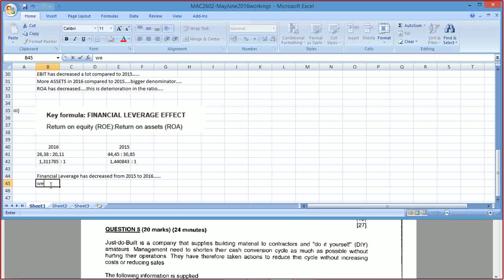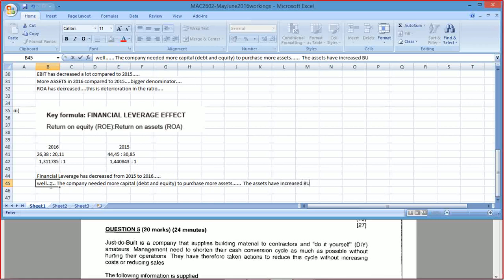Why? Well, the company needed more capital, debt and equity, to purchase or to acquire more assets. The assets have increased, but EBIT and net profit has decreased.